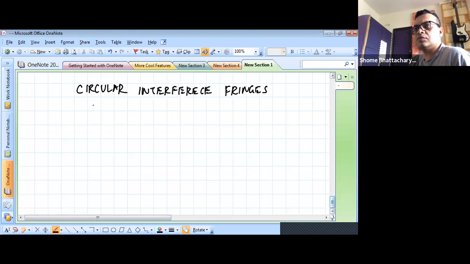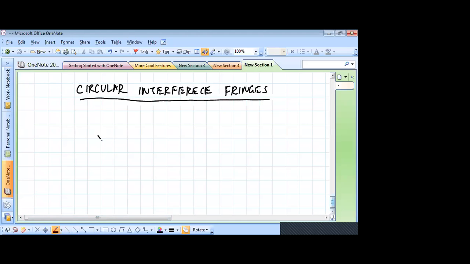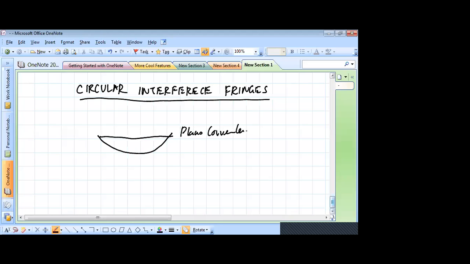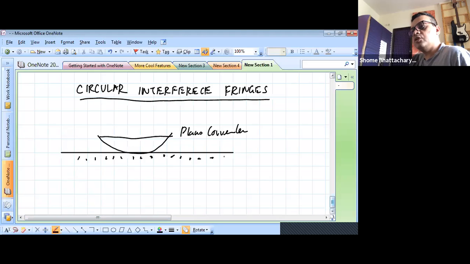So this happens this way because when you keep a plano-convex lens like this on top of a plane mirror, you're keeping it on top of a plane mirror. Now, a beam of light which is incident vertically will undergo partial reflection over here at this surface, partial reflection at this surface, and then partial reflection at this surface. Okay. So the optical path difference between the reflected light at the point E, the reflected light at the point B and the reflected light at the point C is a function of the thickness of the lens over here.